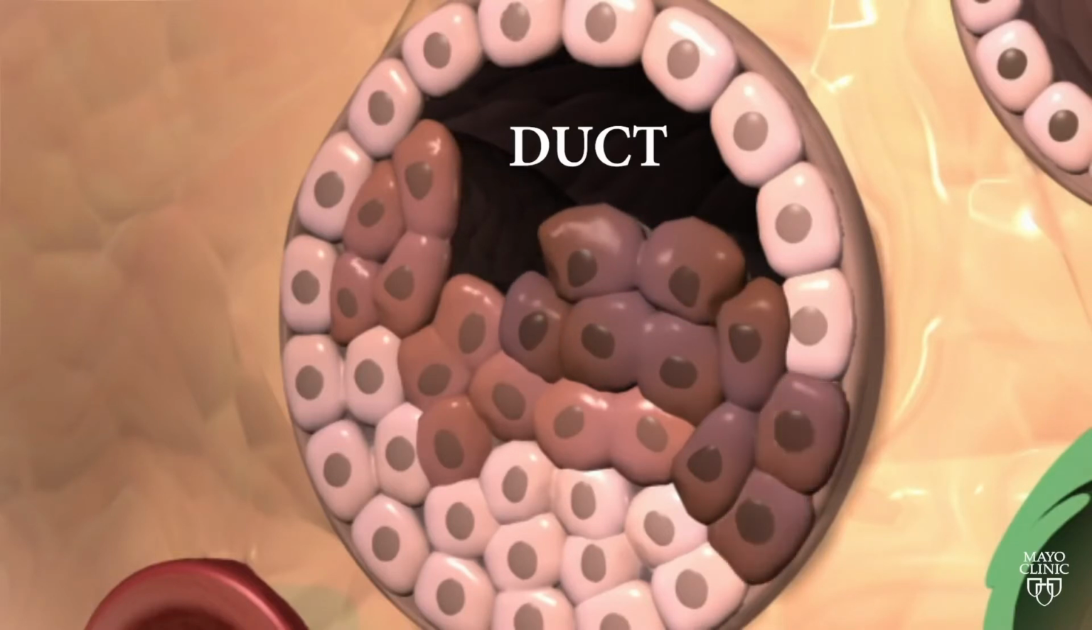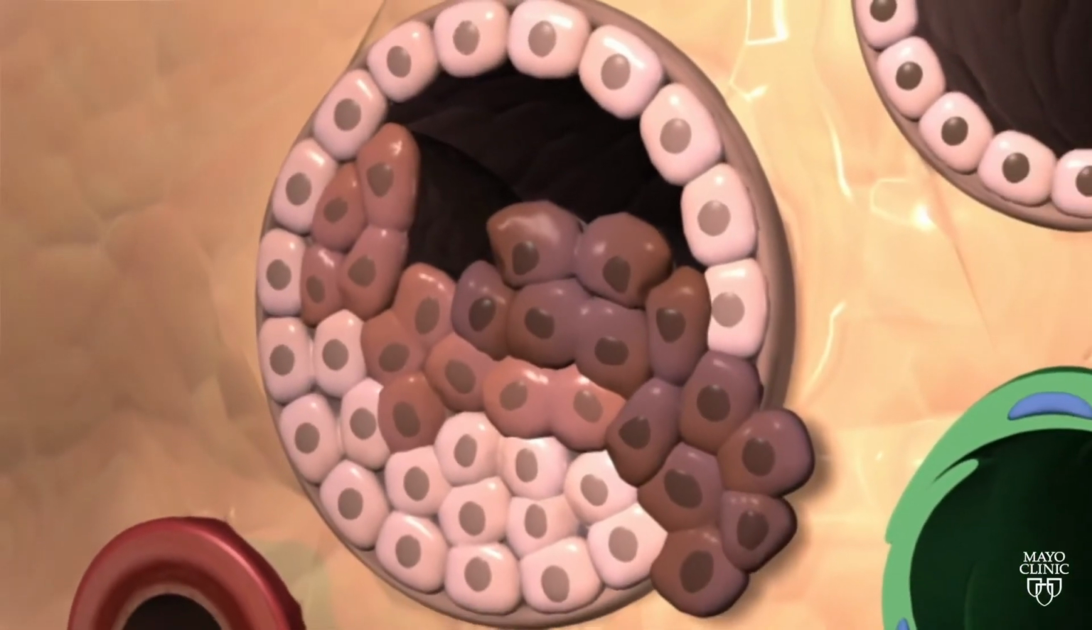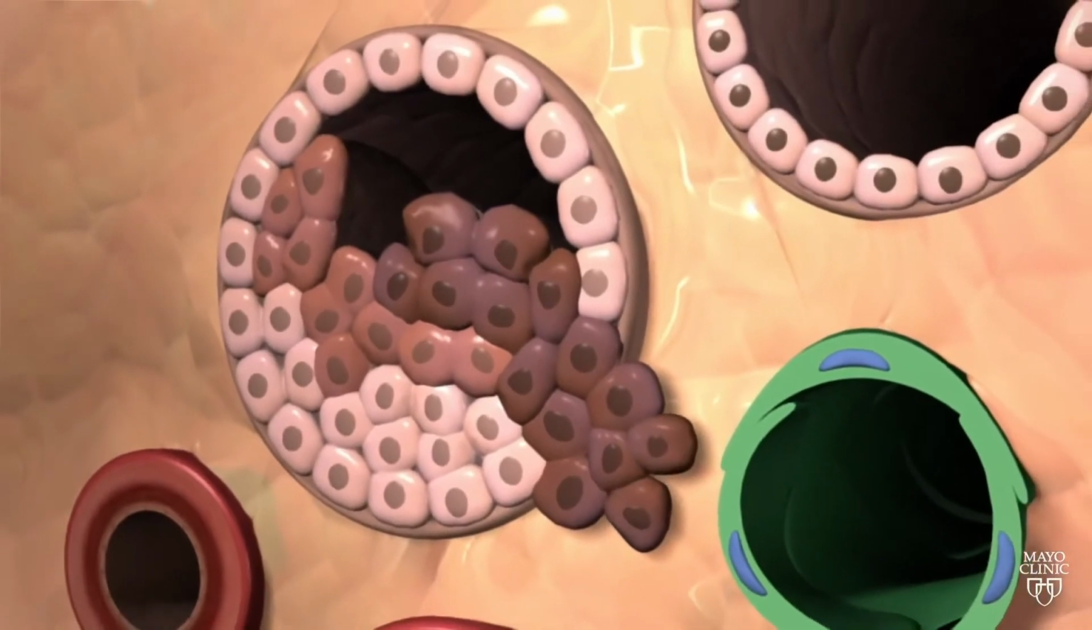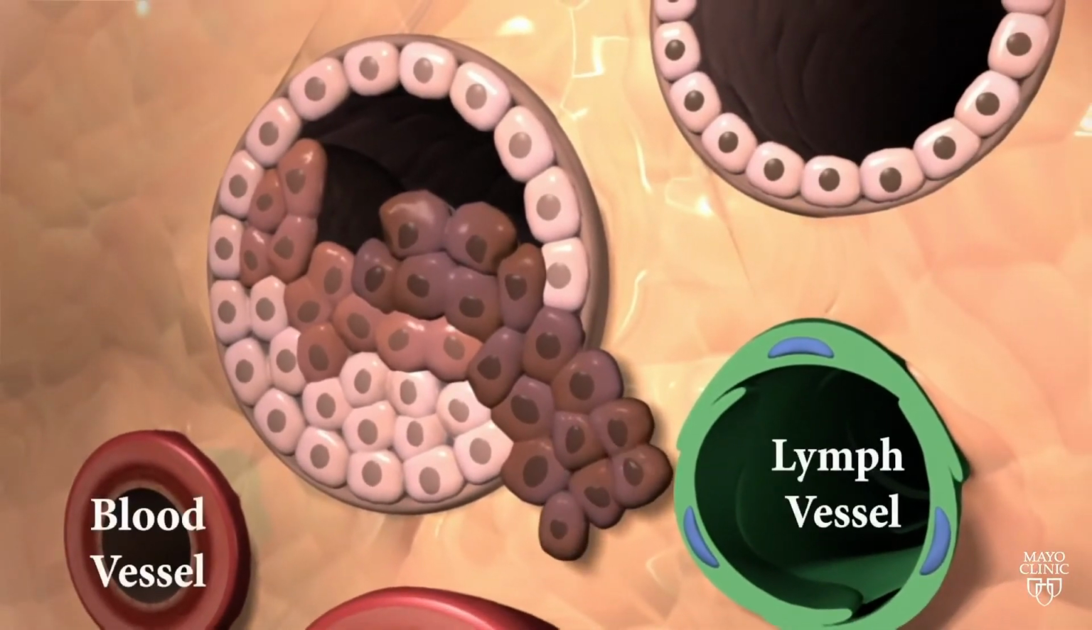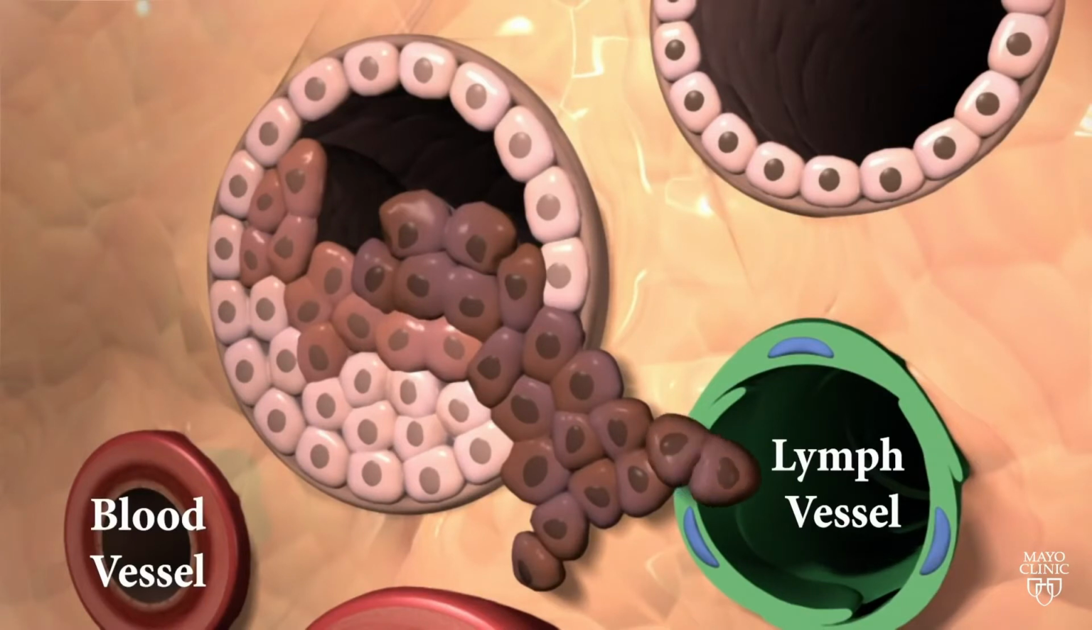Invasive breast cancer is much more common. It can spread to other parts of the breast, lymph nodes, or even other parts of the body. Most invasive breast cancers, about 8 out of 10 cases, are invasive ductal cancer. Far fewer, only 1 out of 10 cases, are invasive lobular cancer.